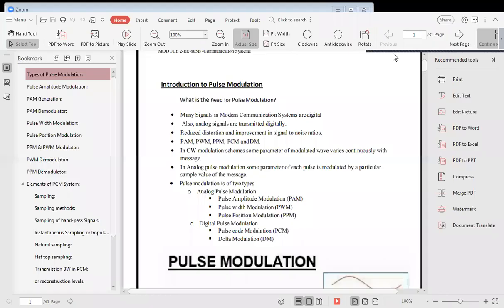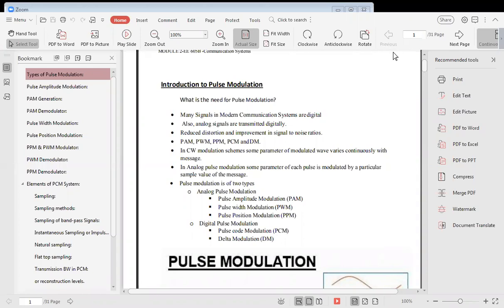I am discussing pulse modulation. What is the need for pulse modulation? Many signals in modern communication systems are digital. Also, analog system signals are transmitted digitally, to reduce distortion and improve the signal to noise ratio.